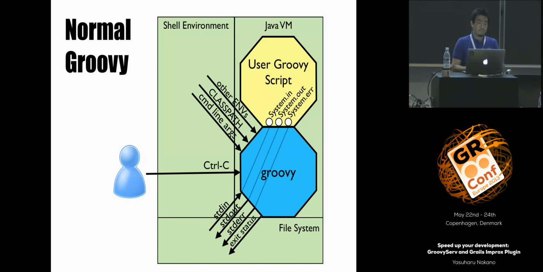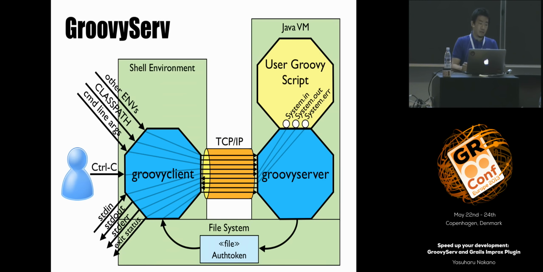In normal Groovy, a JVM process is invoked for each execution of the groovy command. On the other hand, in GroovyServ, a Groovy server keeps a JVM process running in the background. It's listening on a TCP port, 1961 by default, and it's receiving requests from the Groovy client and then executing them.